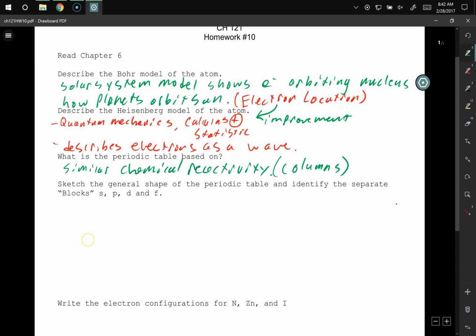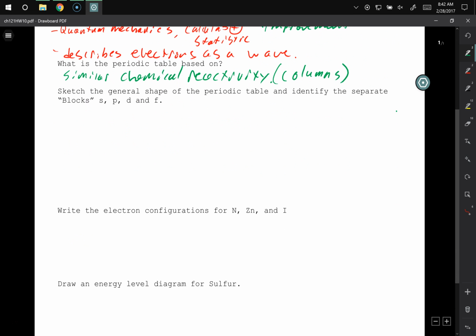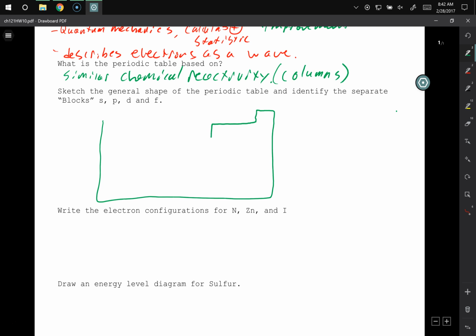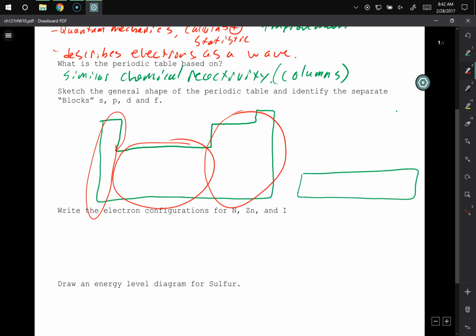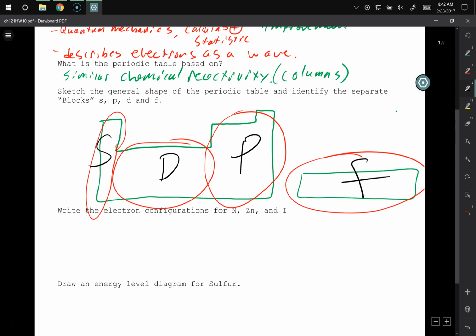Okay, so sketch a general shape of the periodic table and identify the separate blocks. All right, so let's do something like this. How about that? And then I'll go this, and this, and this, and I totally forgot another section, so I'll do this. And then we'll say S, D, P, and F. We're good with that? Can you tell me particulars about those blocks? How about just how many columns wide it is?